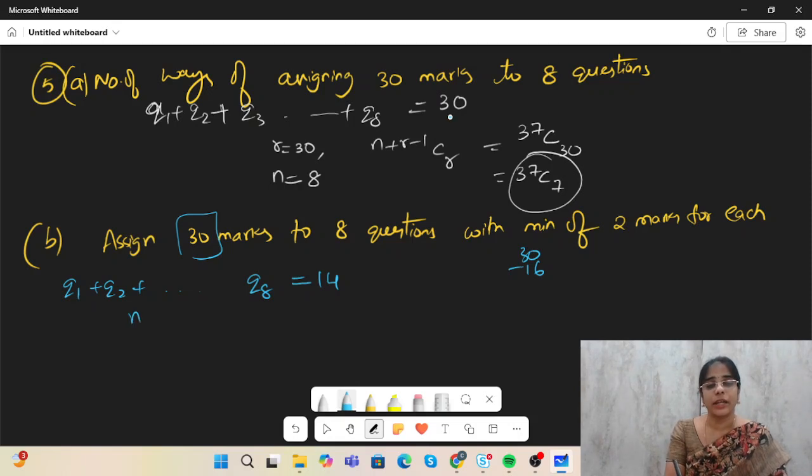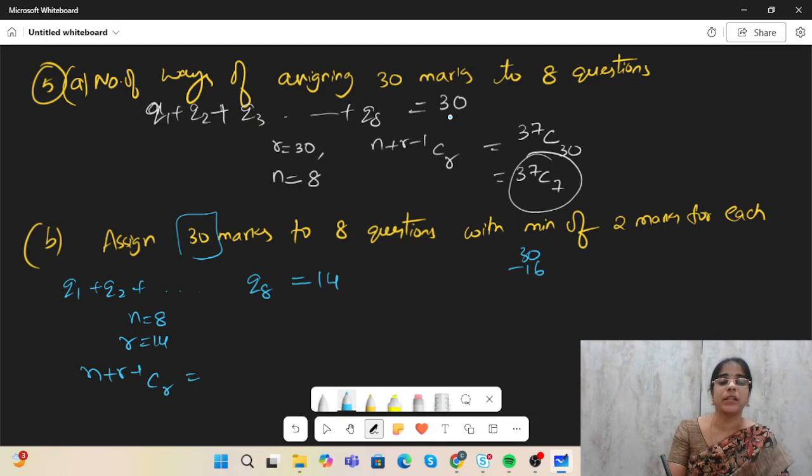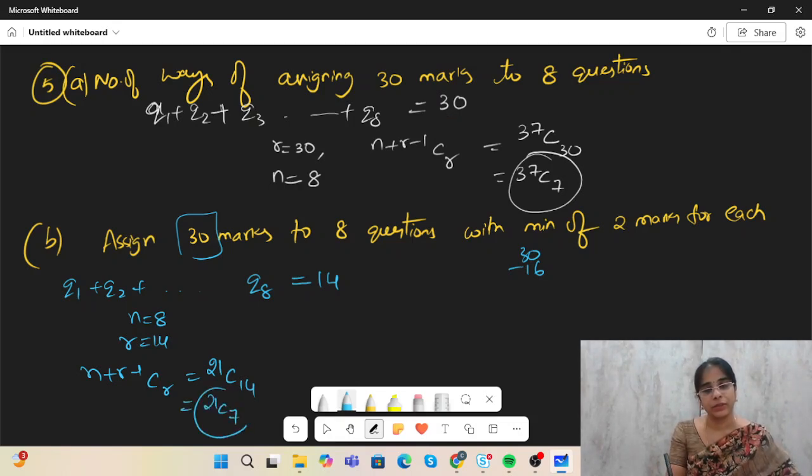Now your N equal to 8, R equal to 14. Apply N plus R minus 1 CR, which is 14 plus 8, which is 22 minus 1, that is 21 CR, that is 14. Or you can also write it like 21 C, I think it is 7, right? Yeah. Now the next question.